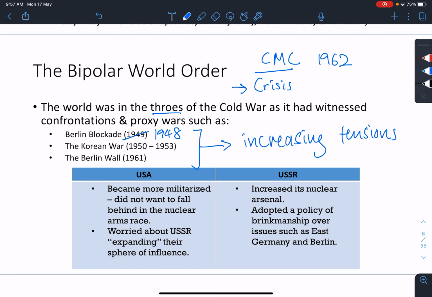If you look at the USA, it says that they are worried about the USSR expanding their sphere of influence. Well, guess what? The USSR is also doing the same thing. Now there's a new word here, brinksmanship, which we will look at in time to come. Please go and check the glossary in your textbook.